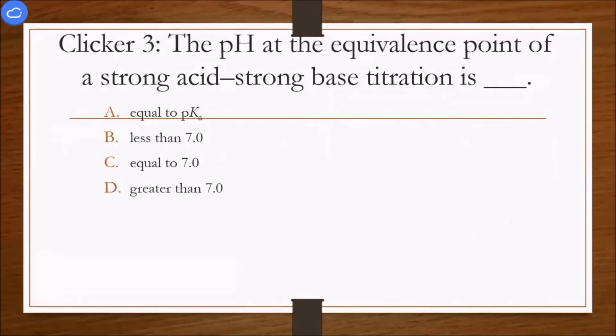Okay, this is a clicker we'll start with for today. So if you have a clicker, get ready to do it. If you don't have a clicker and you haven't signed up or your clicker isn't working, just email me the answer. Okay, so the pH at the equivalence point of a strong acid, strong base titration is, don't overthink this.